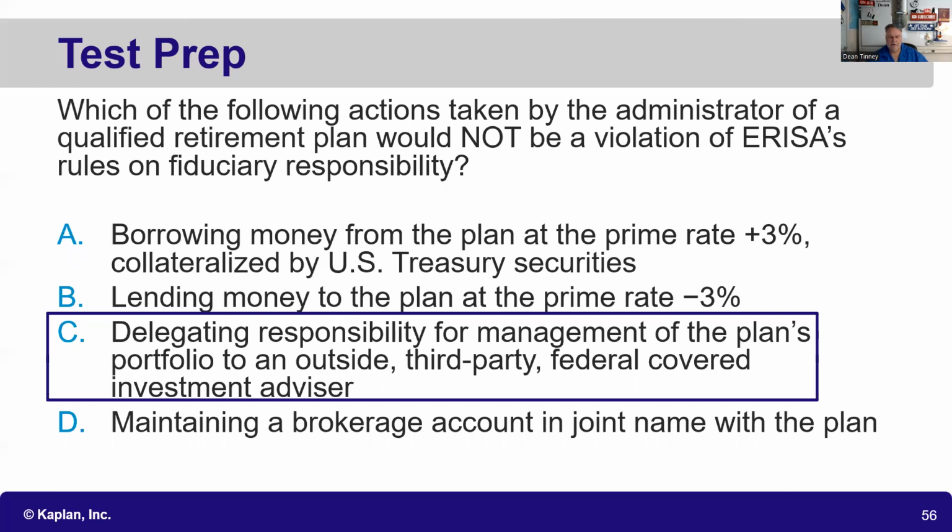C sounds like a fiduciary kind of decision. Delegating responsibility for management of the plan's portfolio to an outside third-party federally covered investment advisor. Absolutely. Maintaining a joint brokerage account, no, that would be a problem, right? Because who does the trade belong to, the administrator of the plan or the plan? So C is Charlie.